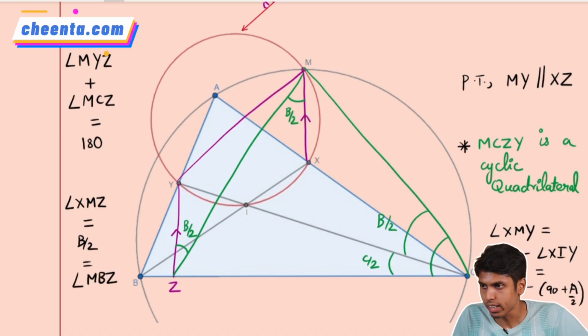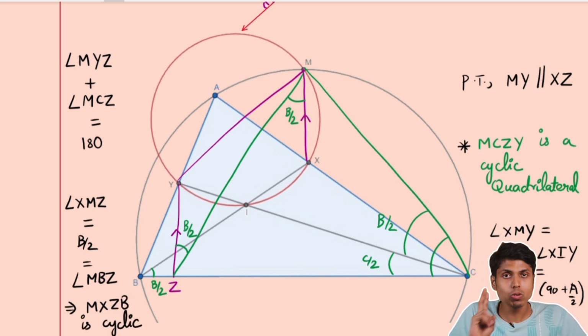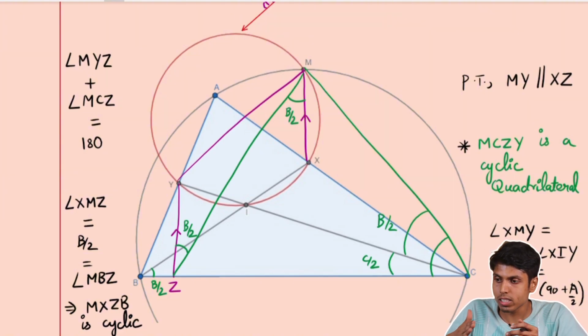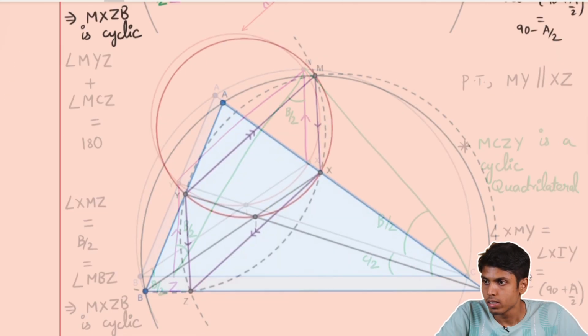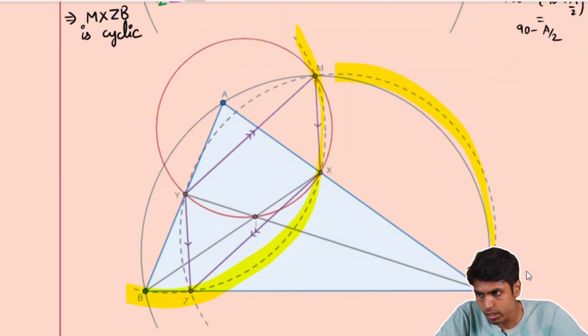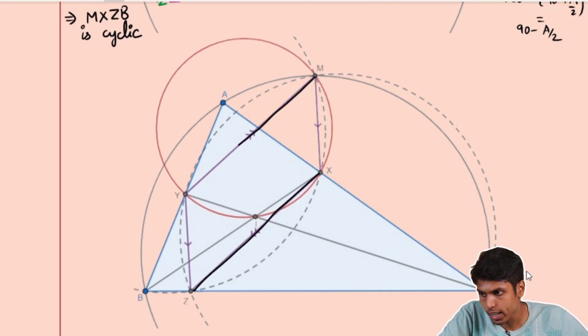And thus we got something nice, angle XMZ equals B/2, which is also equal to angle XBZ. So some angle chase again. XBZ is B/2 because BI is the angle bisector, and that forms another cyclic quadrilateral, that is MXZB is cyclic. So we got two cyclic quadrilaterals. Now let's try to prove that MY is parallel to XZ using the cyclic quadrilaterals we have obtained. So here are the two cyclic quadrilaterals we derived that are being annotated with the dotted lines, and we are on our way to prove that MY and XZ are parallel.